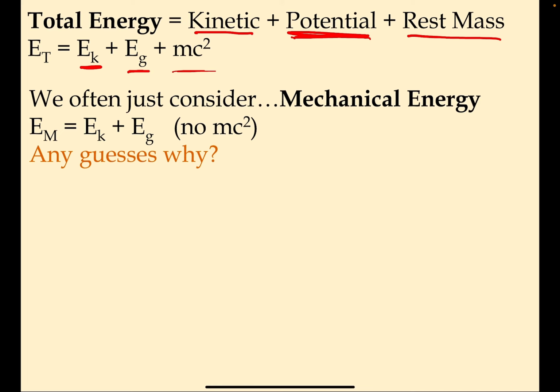Why do we often just consider the mechanical energy? The mechanical energy is just the first part, so over here. Why do we leave off this mc squared? Well, like we saw in our last example, that mc squared is so big that it often makes these numbers look so small.